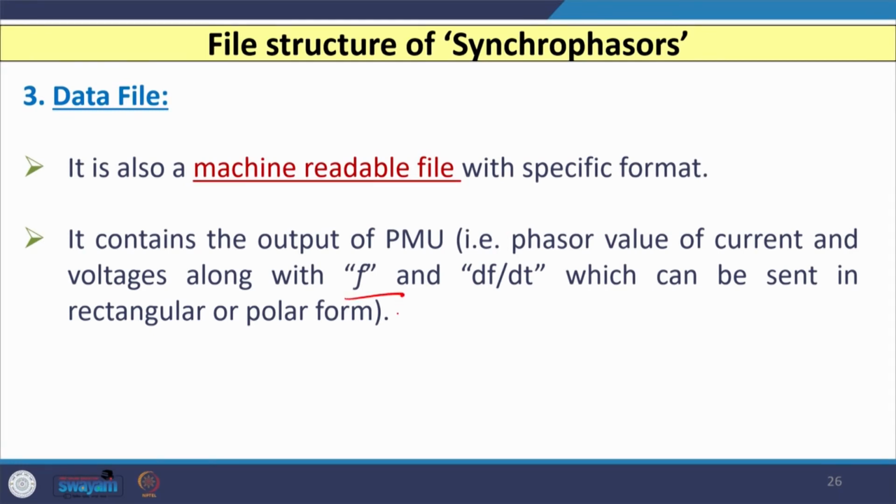The third file is the data file. This is also a machine readable file in a specific format, and it contains the output of PMUs. We know that the output of PMUs is in the form of phasors of voltage and current. Sometimes we also want frequency or rate of change of frequency, that is sent either in rectangular or polar form. So, this is contained in the data file.